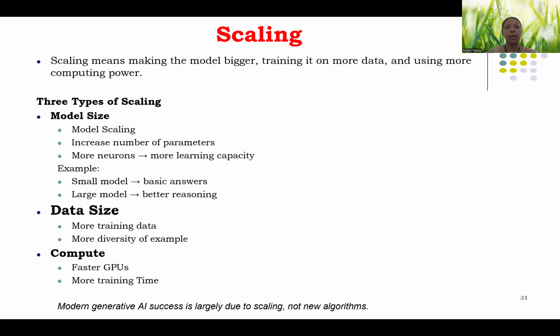And the next one is data size also. So we can have more training data, and also we can train on more different applications, diversity of applications like agriculture, industry, medicine. So it can be of many kinds also. Likewise, we are able to scale. So how much we scale, that much the performance would be. Modern generative AI's success is largely because of the scaling, not because of the algorithm, because of the model size, the data size it is using, and its computational power.